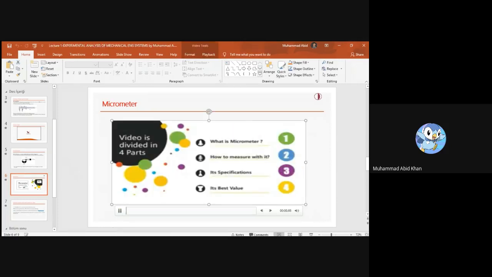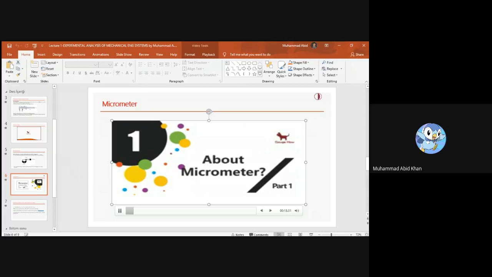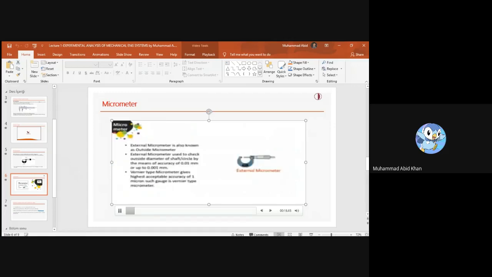It is divided into 4 parts. The first one is what is a micrometer, the second is how to measure with it, the third is the specifications of the micrometer, and the fourth one is the best value of using it. So let's start with the micrometer.